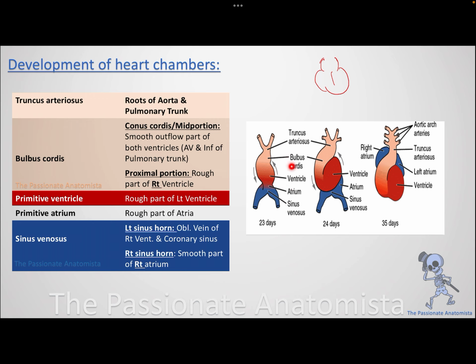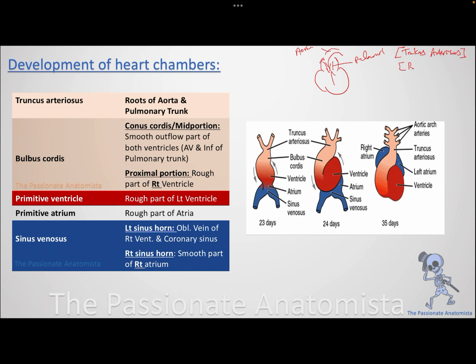So truncus arteriosus, bulbus cordis, ventricle, atrium, and sinus venosus. To start from this end, it means we are starting from the pulmonary trunk and the aorta. So we have the aorta and pulmonary trunk. Now, the aorta and pulmonary trunk are coming from truncus arteriosus.